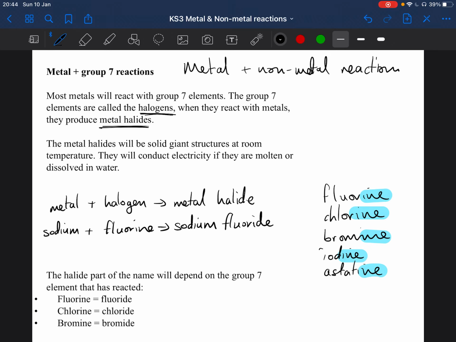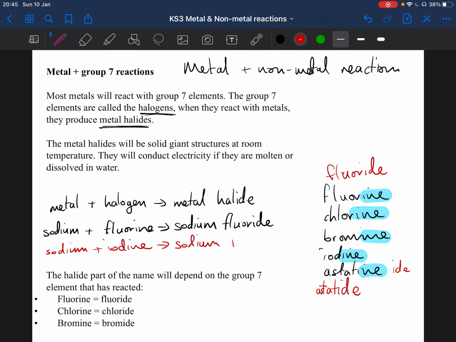When they react, that -ine turns to -ide. So we end up with astatide or fluoride, chloride, bromide, iodide. So if we look at my example over here, sodium plus fluorine makes sodium fluoride. If I was to pick another example, I could do sodium plus iodine makes sodium iodide, and so on and so on.